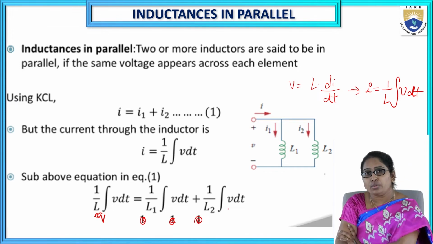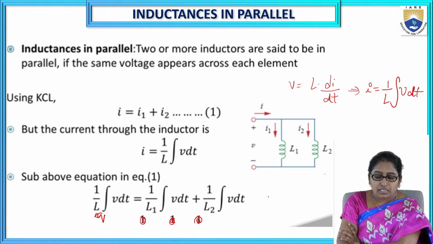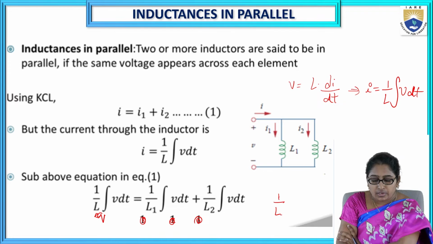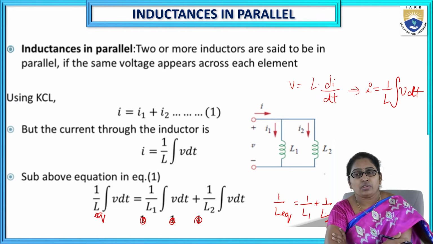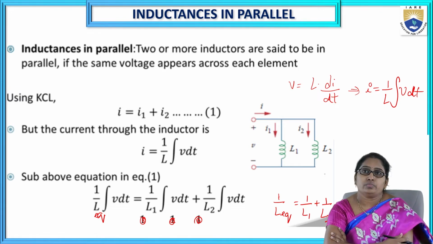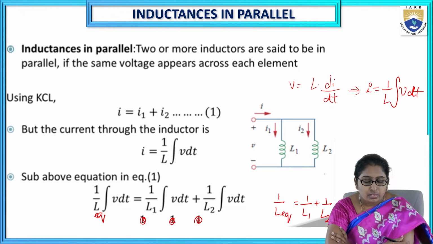If we cancel the integral of V dt on both sides, the equivalent expression when two inductors are connected in parallel is 1 by L equivalent equals 1 by L1 plus 1 by L2. So this is about inductors connected in parallel. This is similar to resistors connected in parallel.